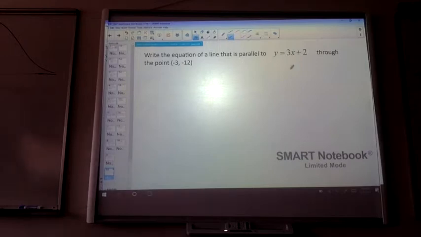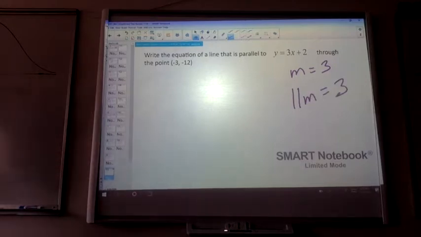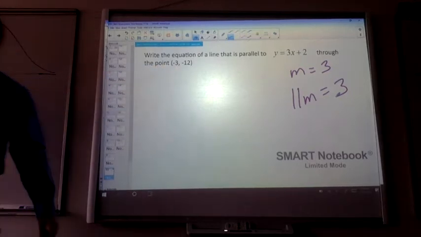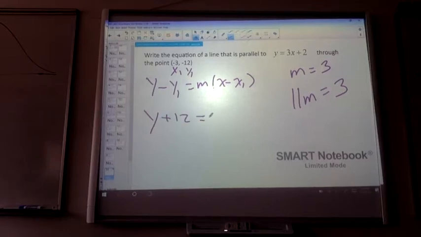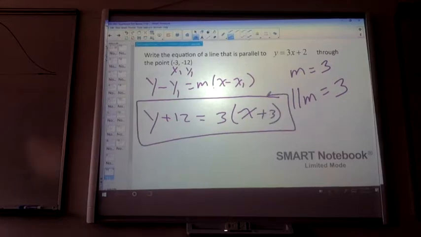Okay, so what is my slope of this equation that's up here right now? 3. What's my parallel slope? 3 as well. Write an equation to the line that is parallel to, and it goes through this point. So point slope again? Good. So that's my x1 and my y1, right? So y minus negative 12. Y plus 12, I like it. Slope is? Just 3, right? And then x minus 3? Did it just ask for an equation? Yeah.